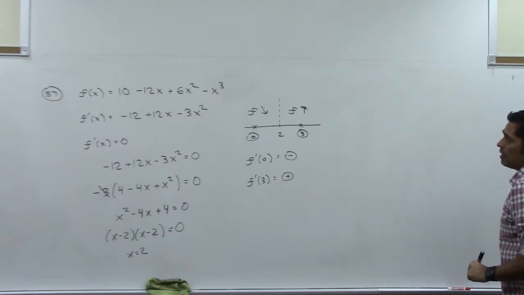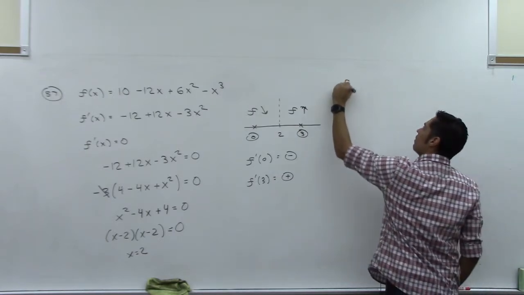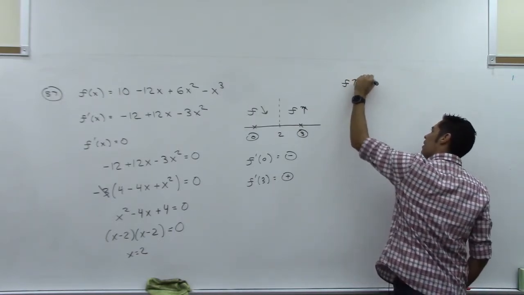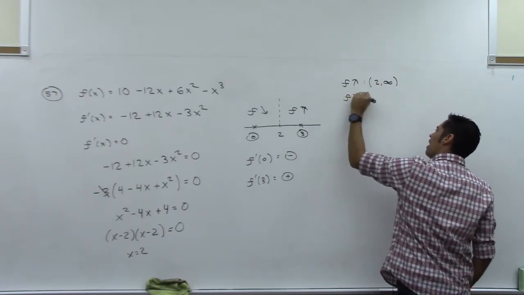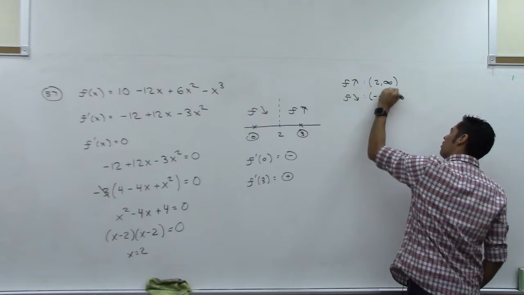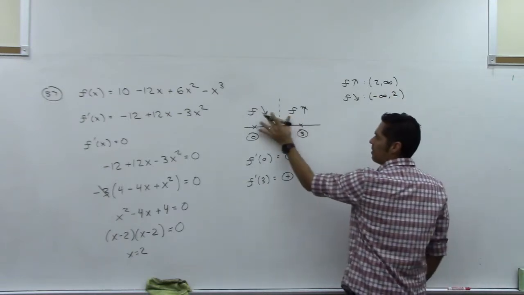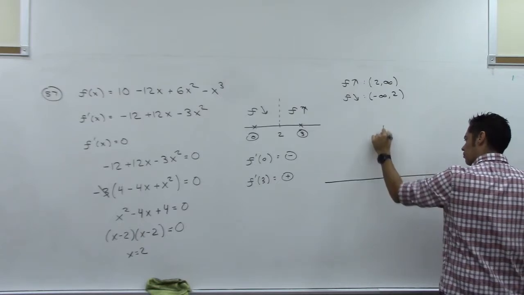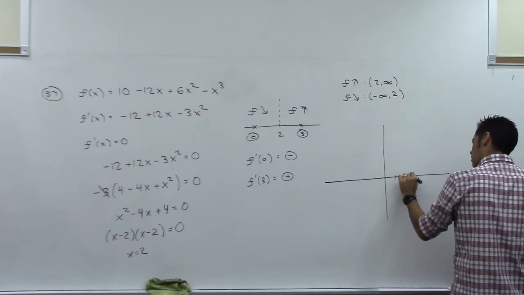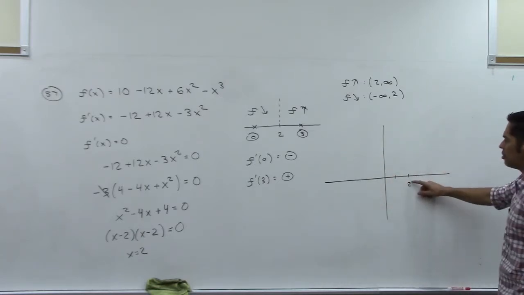Now I'm going to try and graph this. Oh, I didn't state where it's going up now. The original function goes up from 2 to infinity, and the original function goes down from negative infinity to 2. So that's from this right here. Now my graph. I'm going to go out to 2. 2 is the only point that I really had information on.